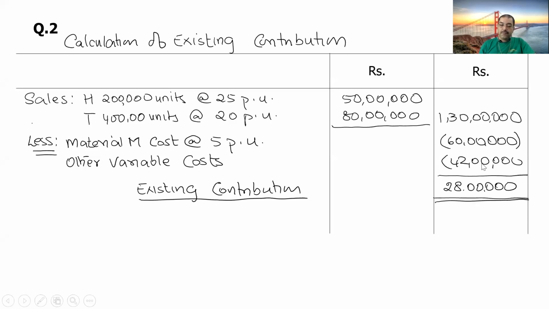Company has received an additional order for 40,000 units of T. However, on account of the additional order, the present price of H should be reduced.